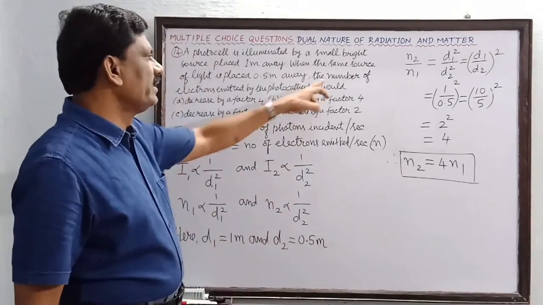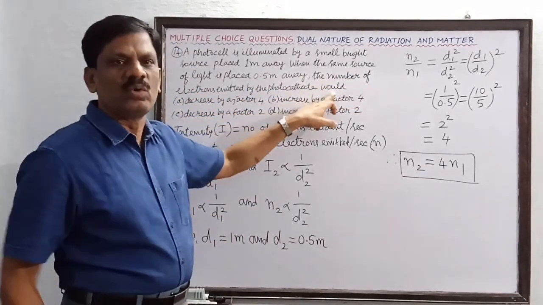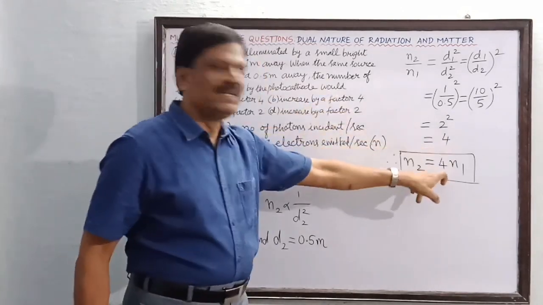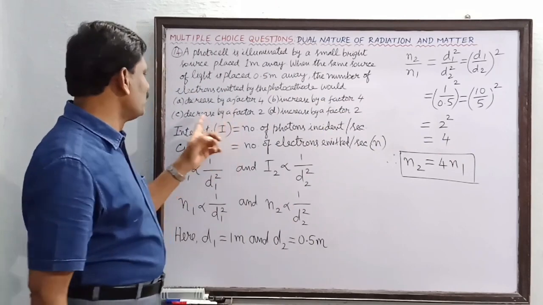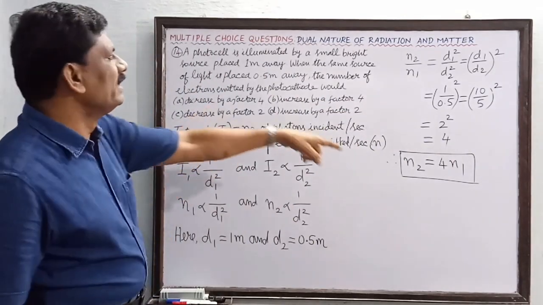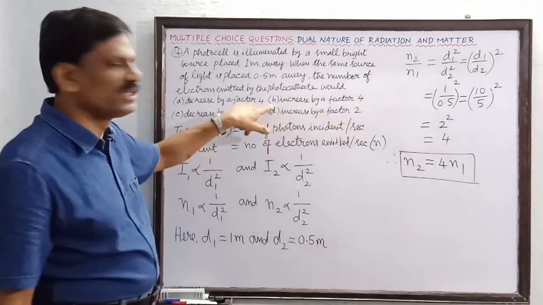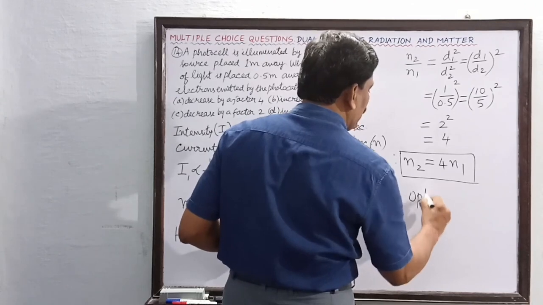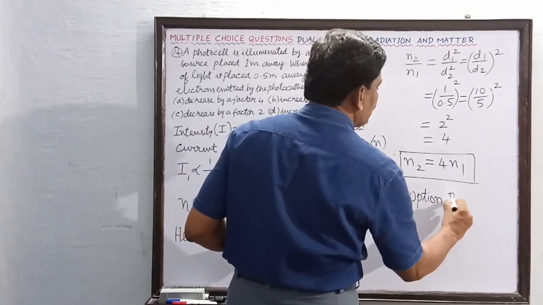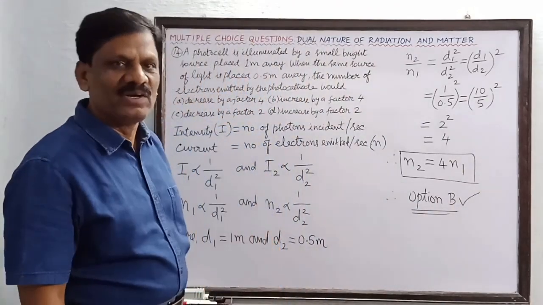So what is the question here? The number of electrons emitted by the photocathode, it is increasing by how many times? 4 times, is it not? So what is the option you see here? It is increased by a factor 4, which is the right option. So option B is correct. Therefore option B is the correct option. Have you understood? Okay, we will go to the next sum.